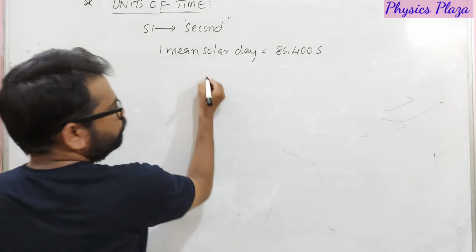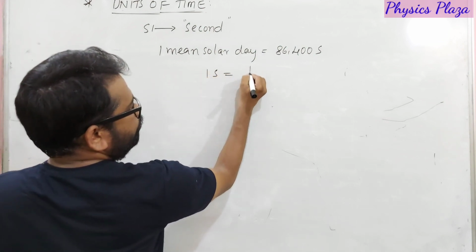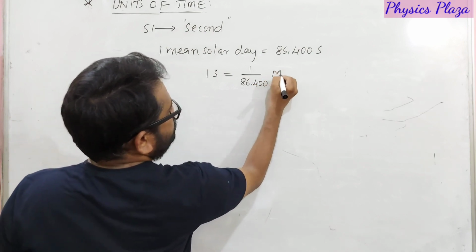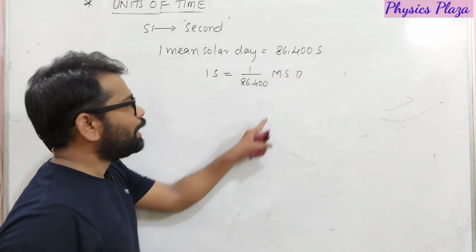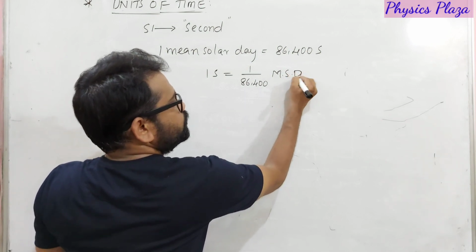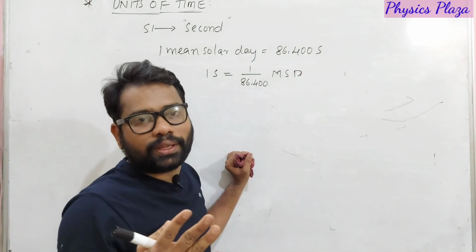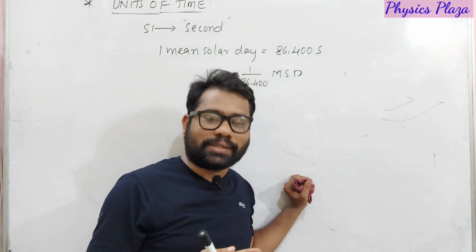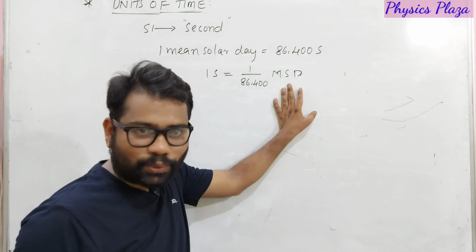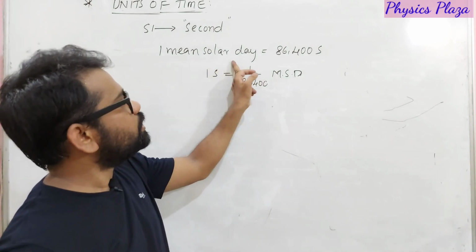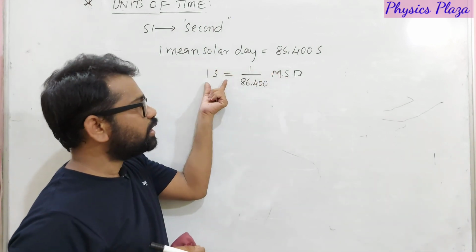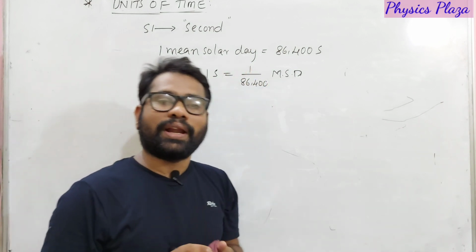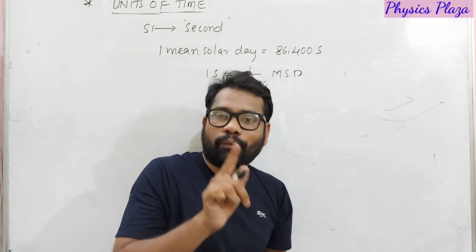Then 1 second is equal to, what can we write? 1 second is equal to 1 by 86,400 mean solar day. Here it is MSD. Don't think it is Mahendra Singh Dhoni, one of the legendary cricketers and one of the best Indian cricket captains. But here MSD means mean solar day. So how can we define a second, children? 1 by 86,400th part of a mean solar day is equivalent to 1 second.